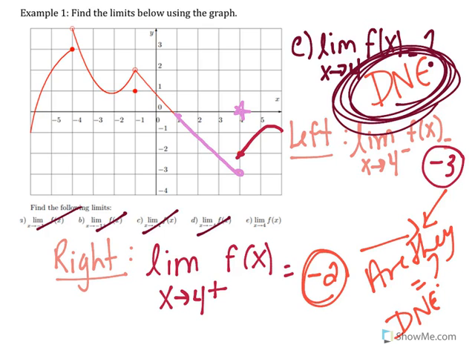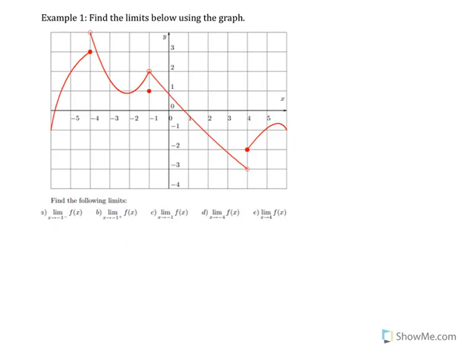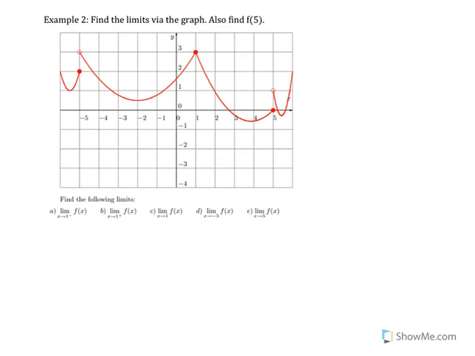Okay, and let's go to the next one, our last example where I threw in a little bit of something different. So I think this is the same one. Okay, example 2. So in example 2, you can see this one definitely has a lot of different dips and things. You are going to find the limits via the graph, and you're also finding f of 5. So what I want to do is get f of 5 out of the way. What does it mean to find f of 5? It means what is happening.